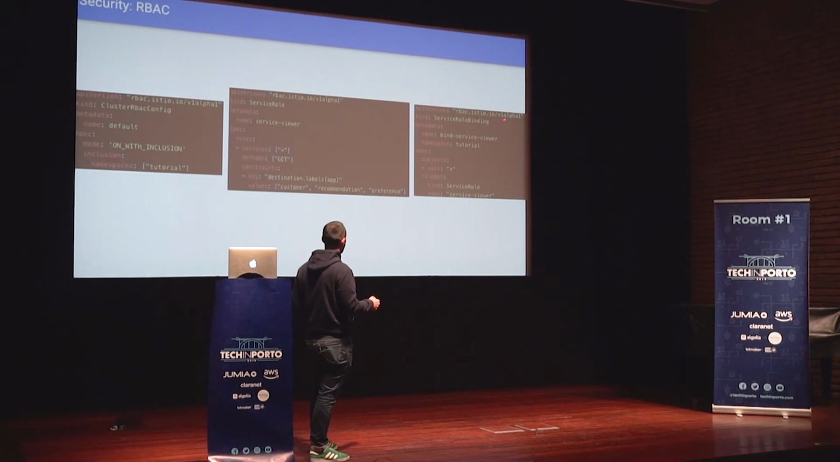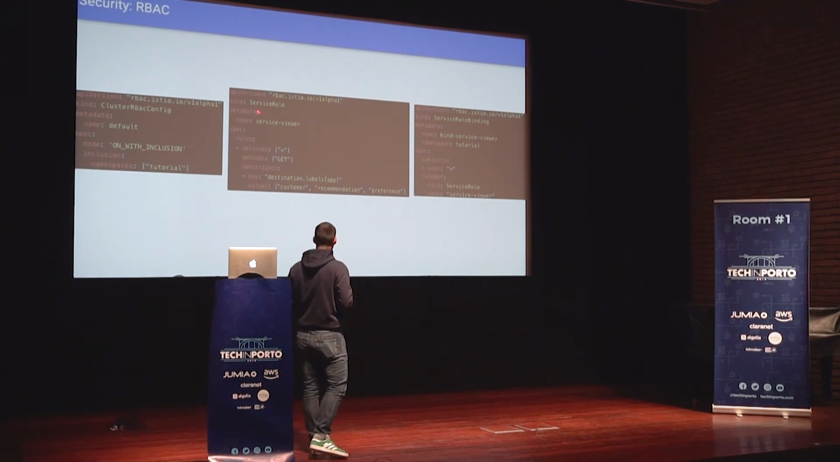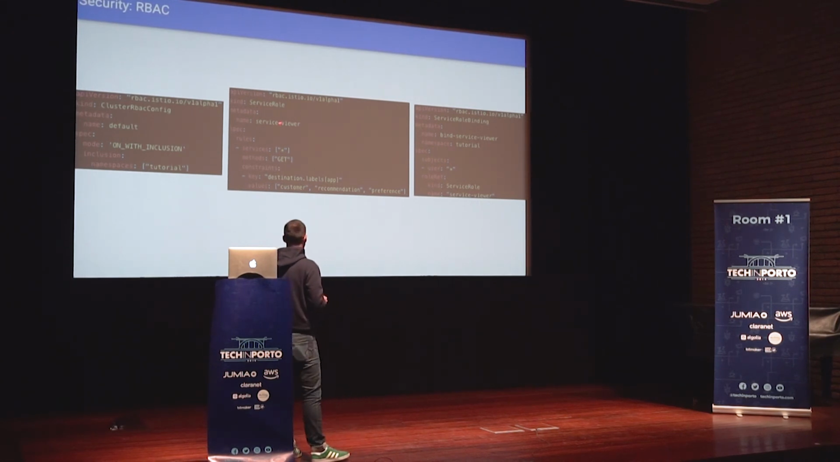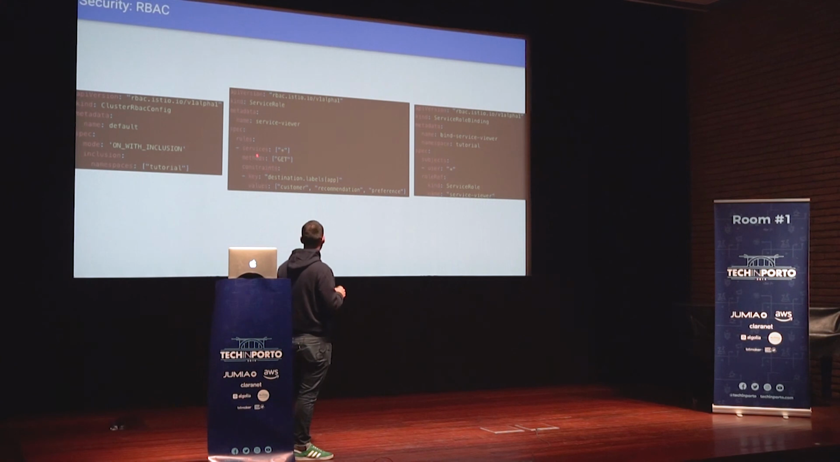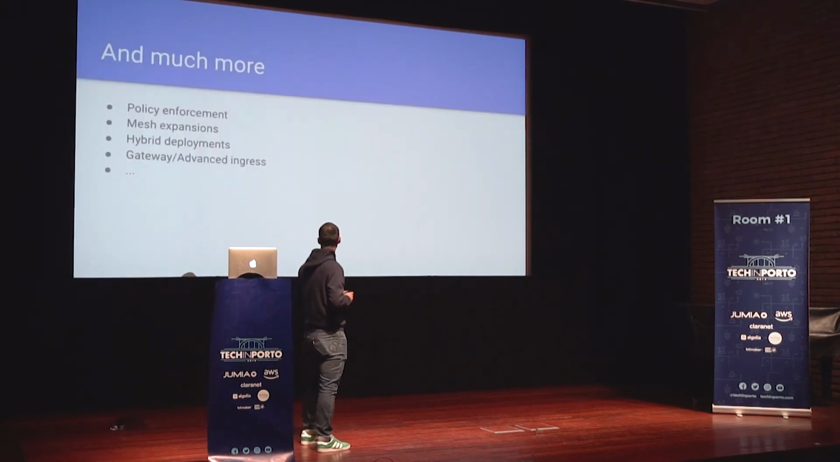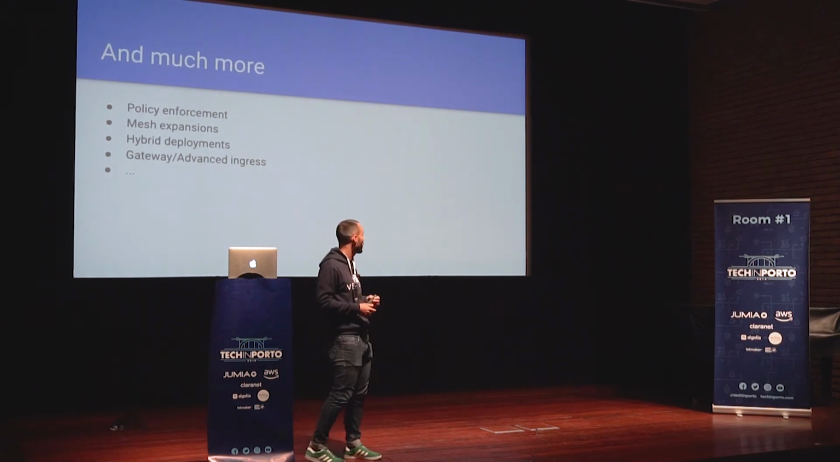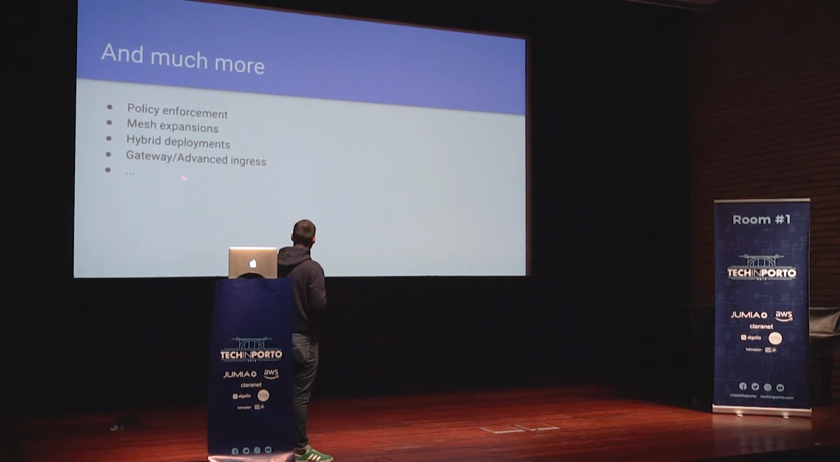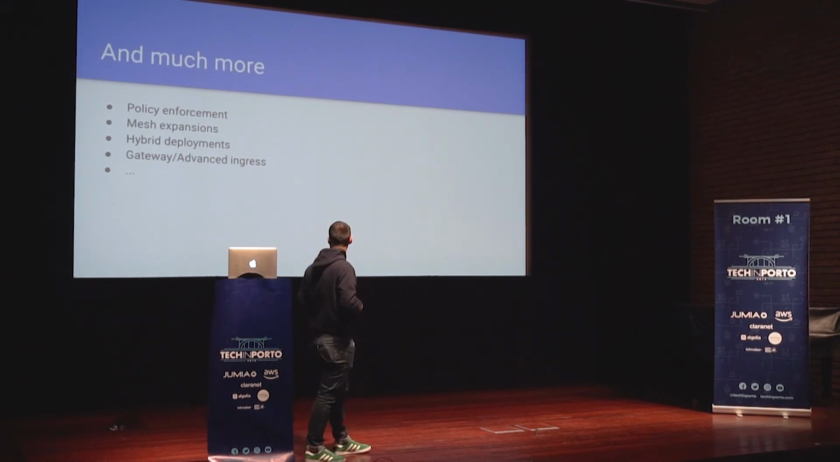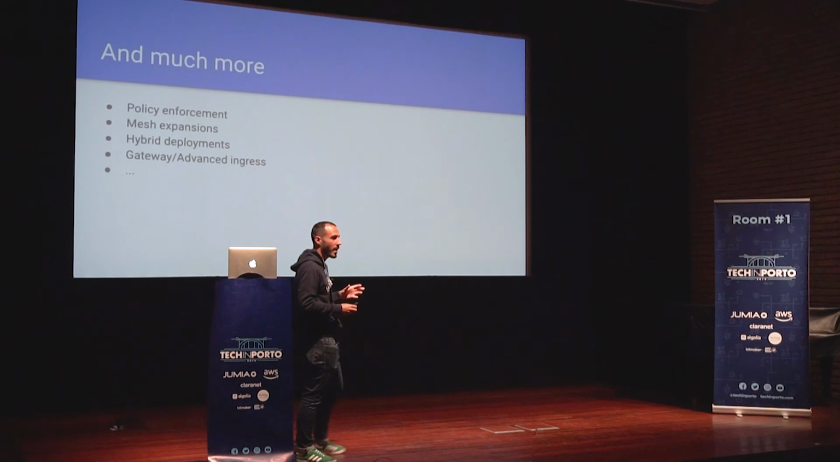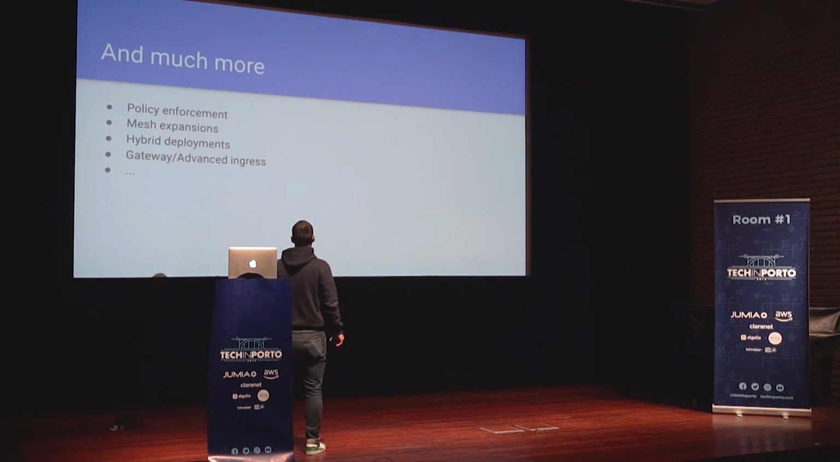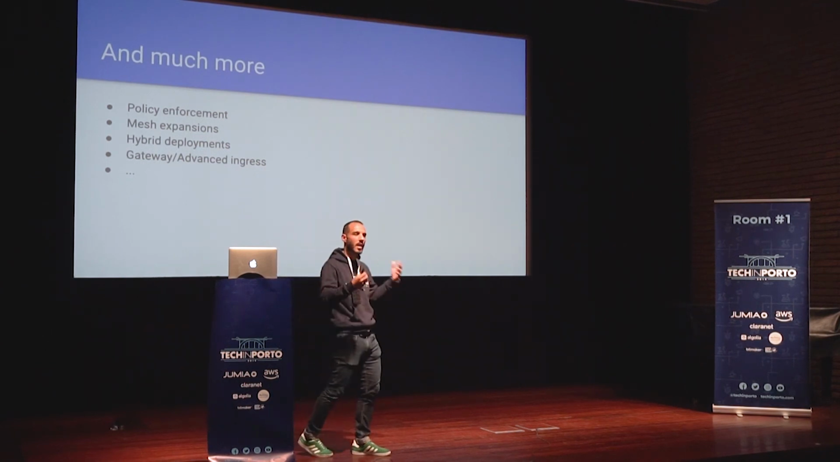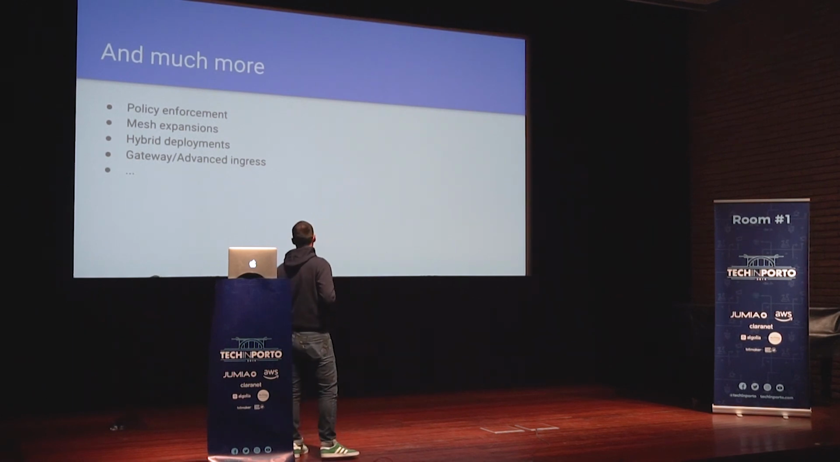Although this is using the Istio API, these are concepts that are already present in Kubernetes. So a service role is basically a role like on any system, and a service role binding is basically attaching a role to something. And there's much more on this. So this is a very brief introduction of those kinds of capabilities. You can have advanced ingress rules, stuff that starts getting very complex. You can have hybrid deployments. You have a service mesh, and you can attach stuff to it, and it starts to get really challenging. You can have policy enforcement. A lot of stuff can be done on top of this.